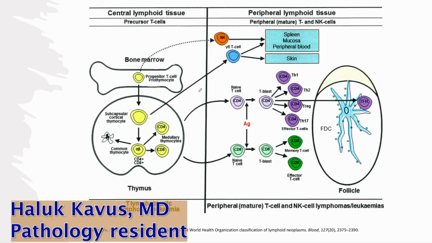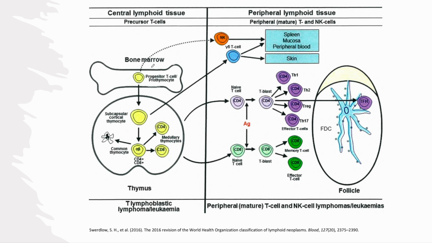So this nice figure I took from the WHO previous edition, 4th edition book. We have central lymphoid tissue and peripheral lymphoid tissues. Progenitor T-cell prothymocyte in the bone marrow has two different ways to go. It can become a natural killer cell and go directly into peripheral lymphoid tissues, or it can enter the thymus and become a subcapsular cortical thymocyte, or they can become a natural killer cell and enter the peripheral lymphoid tissues.